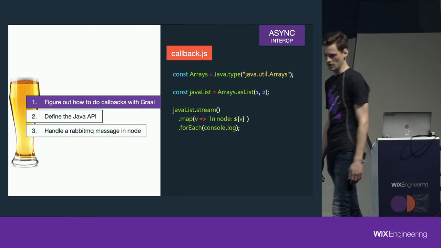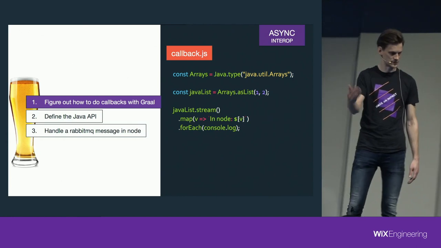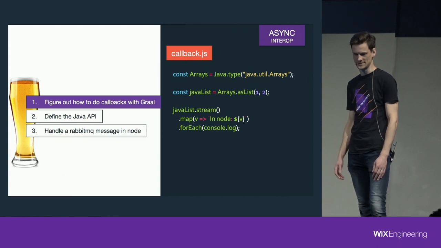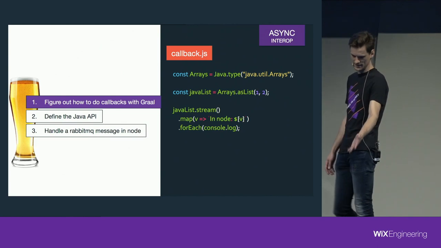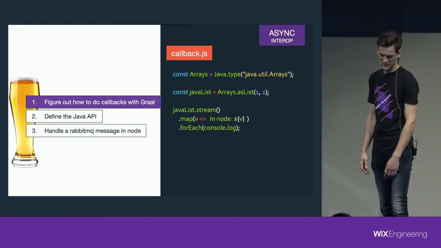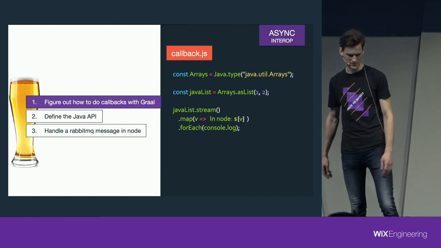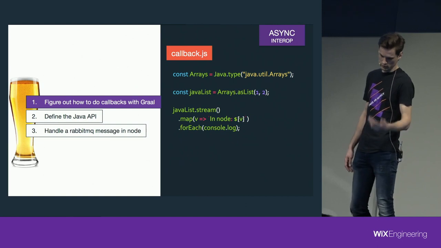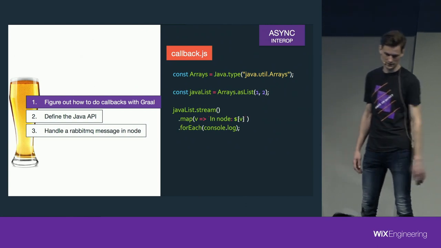So how do we do callbacks with Graal? It actually turns out it's really, really simple. The first two lines here create a Java ArrayList that contains elements 1 and 2. And then we can just convert it into a stream. The bottom part looks very similar to what you would do with Java if you just replaced some cosmetic details. But the nice thing is we just give a JavaScript function to, for example, the map method, and it just works.